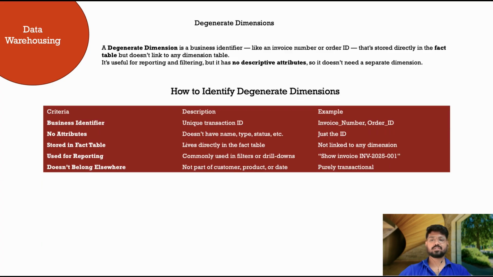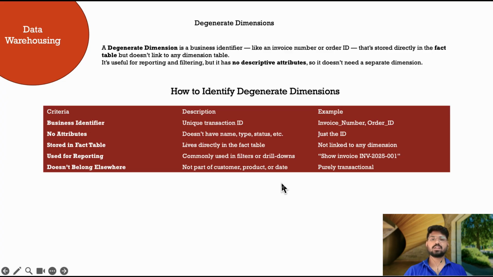So the criteria is very simple. Unique business identifier, no attributes, stored in the fact table, used for reporting purposes only, doesn't belong elsewhere. So this particular criteria fits the degenerate dimensions. Here you can see the description as well. In the example, invoice number, order ID: no attribute, doesn't have name, age, type, status, just an ID, lives directly in the fact table, commonly used in filters or drill down, shows invoice, and is not a part of customer, product or date dimension, purely transactional data.